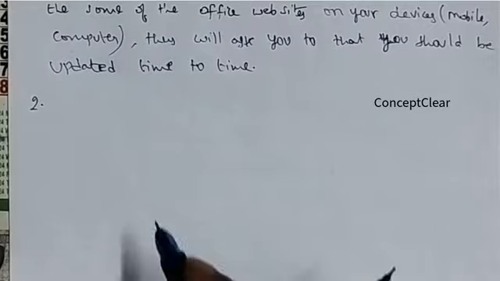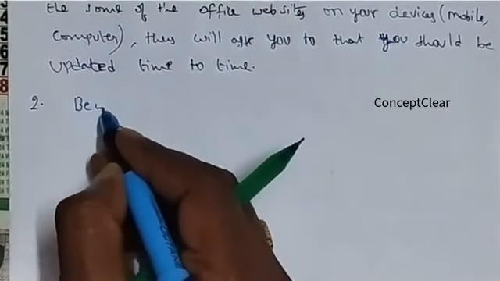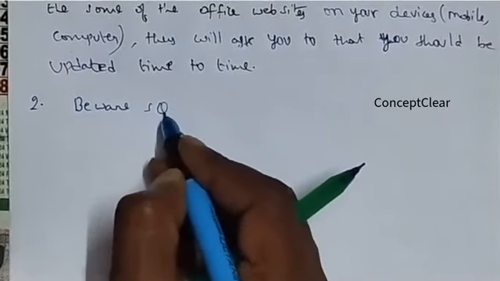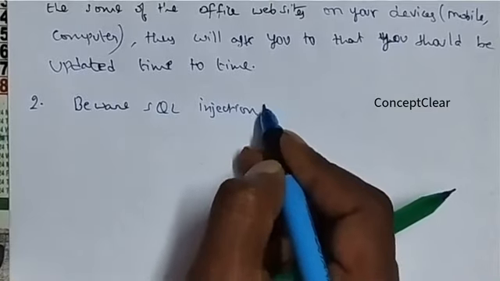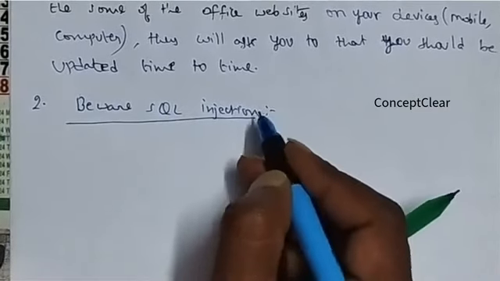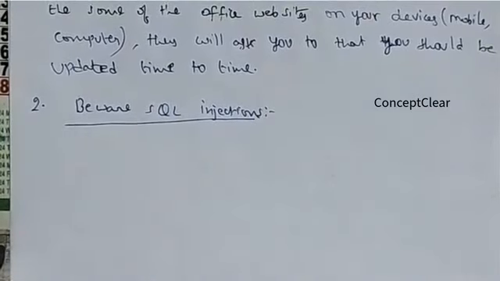The second consideration is beware of SQL injection. What is the meaning of SQL injection? SQL injections are nothing but the data is inserted in tables, in rows and columns. The hacker will insert the data in the form of rows and columns to disturb the integrity of the data. This is called SQL injection.